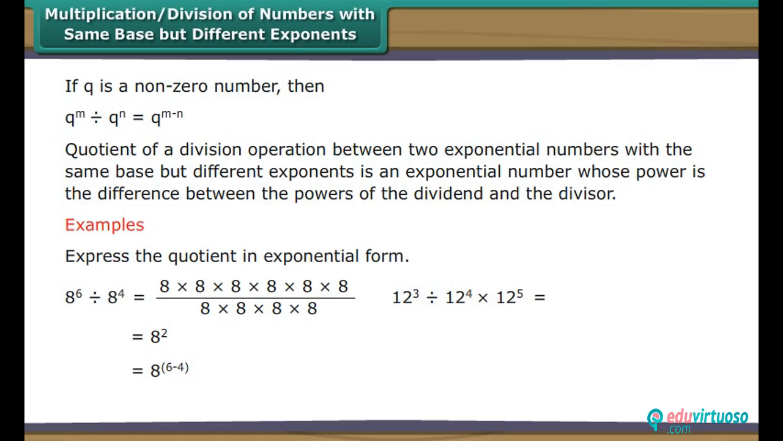12 raised to the power 3 divided by 12 raised to the power 4 into 12 raised to the power 5 is equal to 12 raised to the power 3 into 12 raised to the power 5 upon 12 raised to the power 4 equals 12 raised to the power 3 plus 5 upon 12 raised to the power 4 equals 12 raised to the power 3 plus 5 minus 4, which equals 12 raised to the power 4.